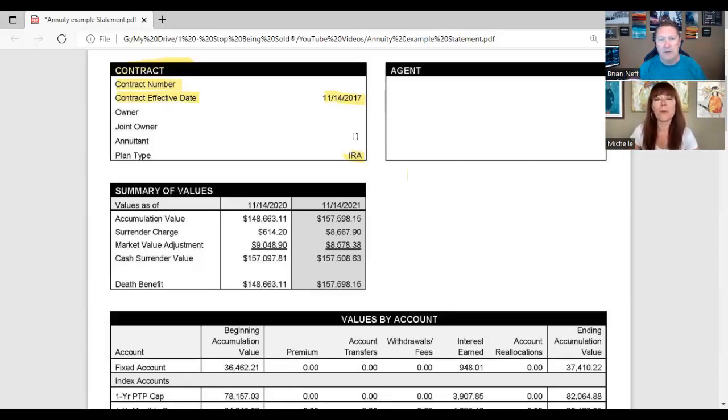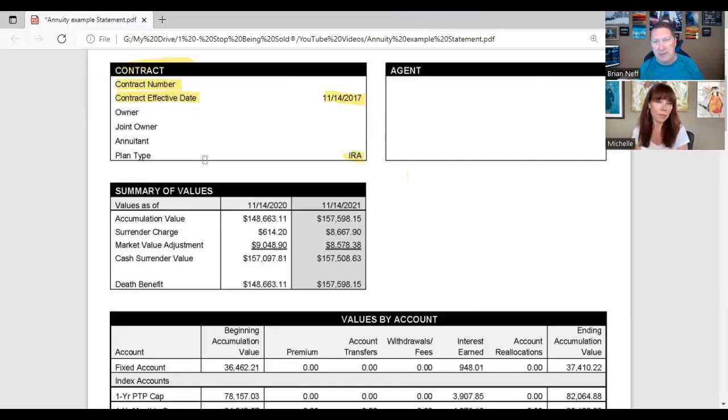Real quick, what's an annuitant? The annuitant is who the annuity is based upon, the life expectancy of that person. Sometimes it's the owner, sometimes it's a different person. It just depends on how the contract is written. Okay, got it. Thank you.